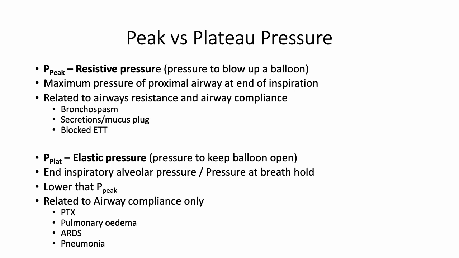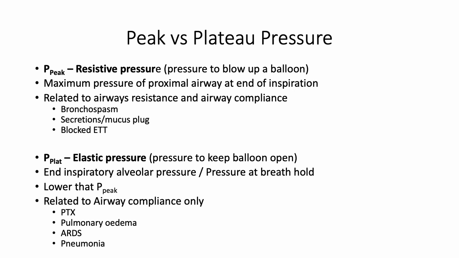So if you have a problem with your larger airways, your airway compliance at that point is going to be massively decreased and your peak pressure will go up. So if you have bronchospasm, if you have secretions or mucus plugs blocking off your larger airways, or if your endotracheal tube is blocked, your peak pressures will be very high.